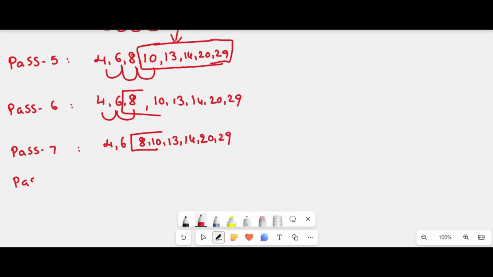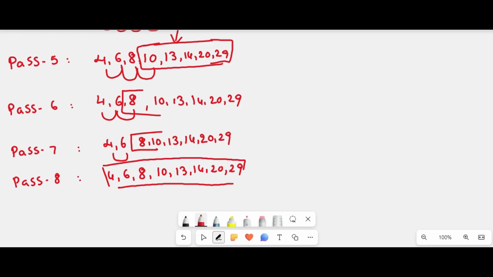Now pass 8. 4 and 6 are compared, already in correct order. So 4, 6, 8, 10, 13, 14, 20, 29. Now the elements are in sorted order. See, you got the sorted array. So this is the way of sorting the elements by using the bubble sort technique.